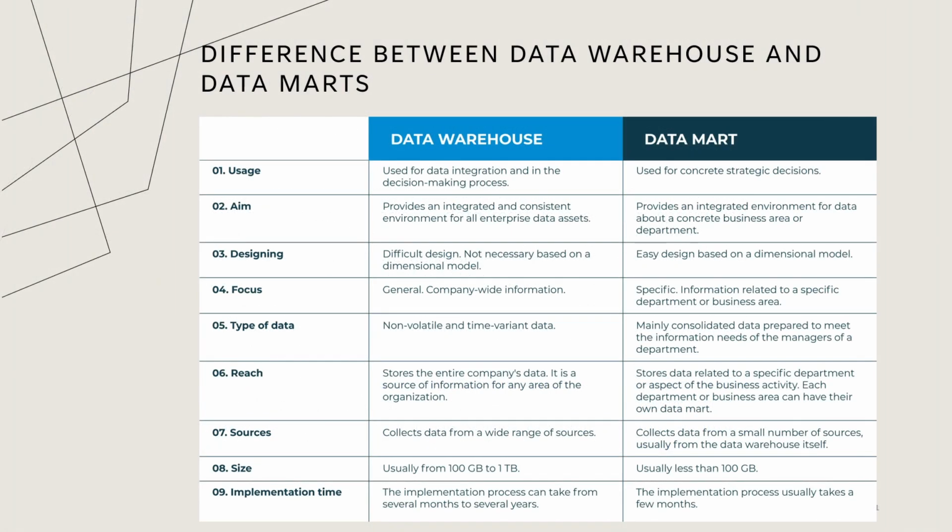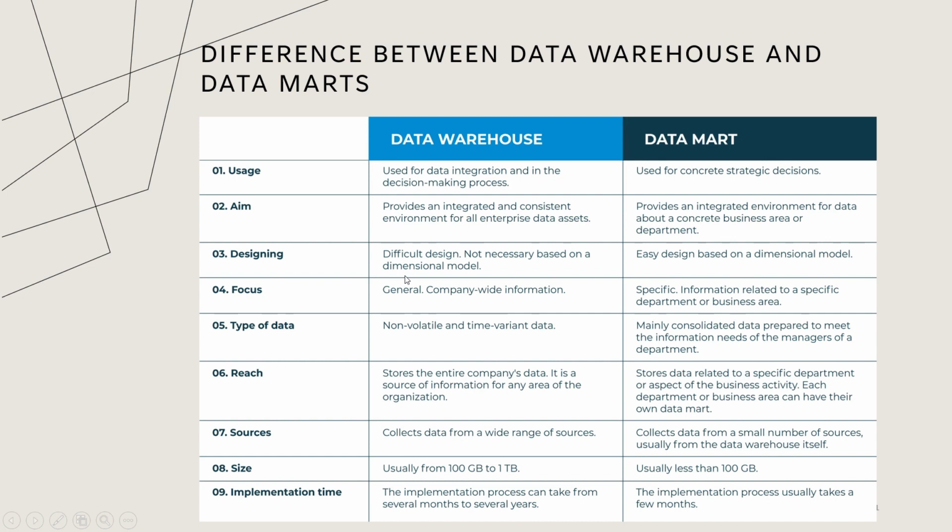So the next is the difference between data warehouses and data marts. Here are nine differences. First is usage. Data warehouses are used for data integration and in the decision making process, and data marts are used for concrete strategic decisions. The aim of a data warehouse is to provide an integrated and consistent environment for all the enterprise data assets, and the aim of a data mart is to provide an integrated environment for data about a concrete business area or department. Designing: a data warehouse is difficult to design and not necessarily based on a dimensional model, and a data mart is easy to design based on a dimensional model.